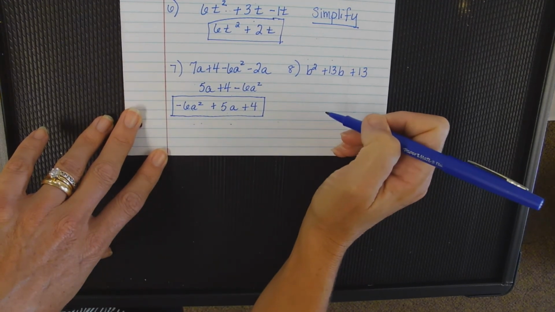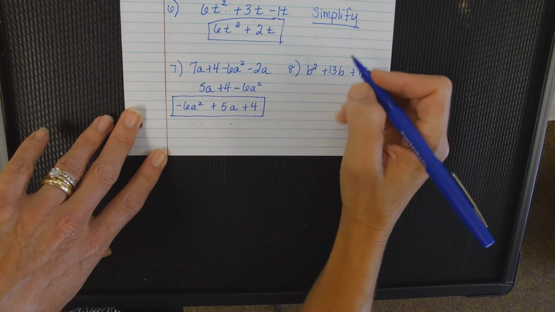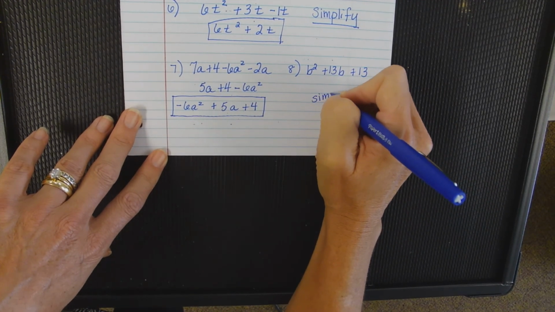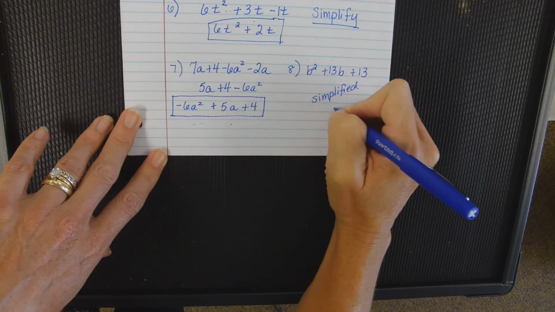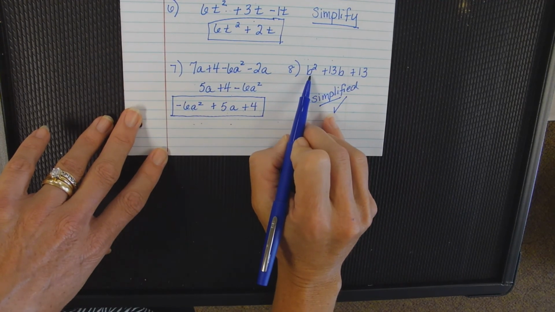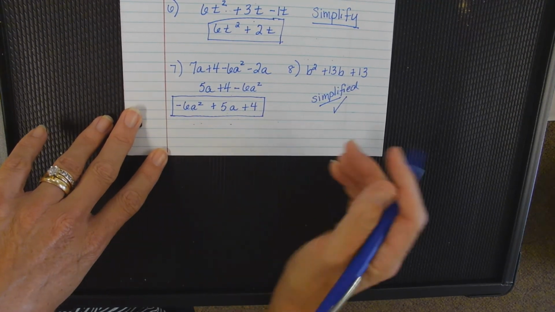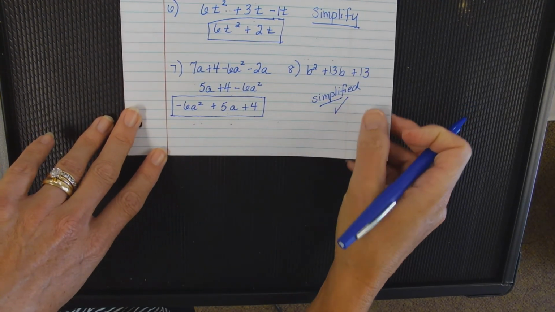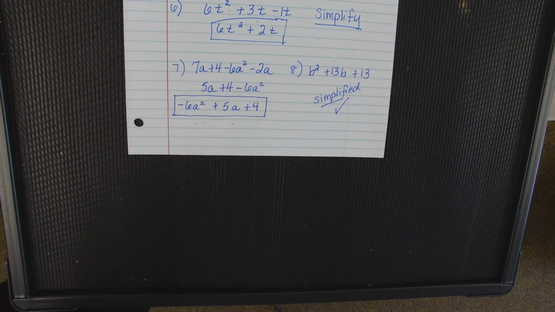Number 8. Is there anything we could have done in number 8? It was done, right? All you need to say is, this was already simplified. Done. You see how the exponents are in order, b squared, b, and then your number value, okay? Any questions?